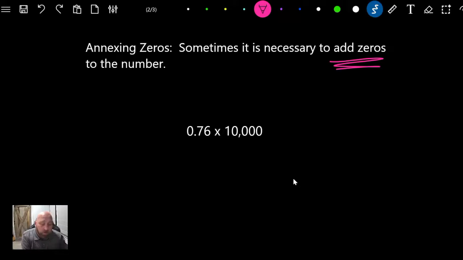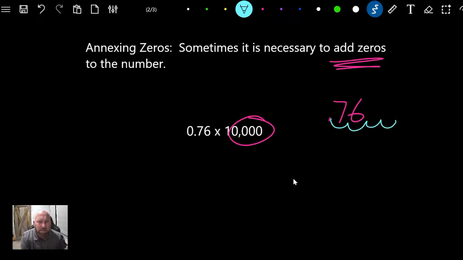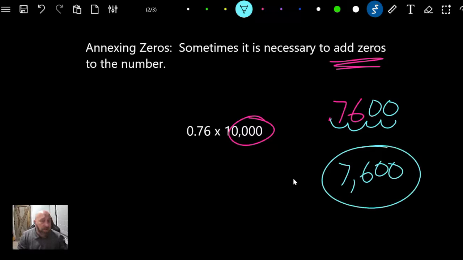We're going to have to add zeros to this one. So what are we doing? We're multiplying, so we're going to be moving our decimal to the right. How many times? Well, how many zeros do we have? 1, 2, 3, 4 zeros. So we're going to take our 0.76 and we're going to move it to the right 4 times. Now watch this. 1, 2, 3, 4. I don't have anything there. Well, you would write zeros in there. And so your number would be 7,600 would be your answer on that one.